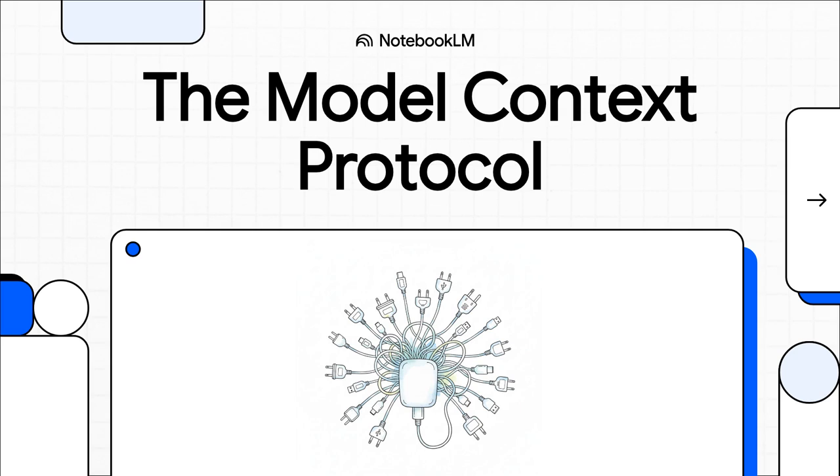Today, we're looking at something that could totally change how AI systems are put together. It's called the Model Context Protocol, or MCP for short.